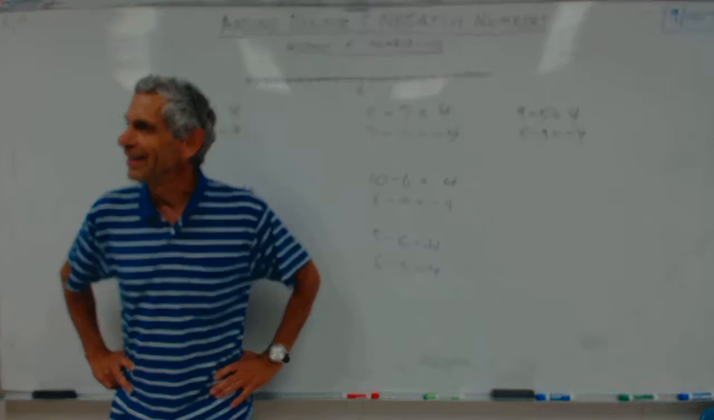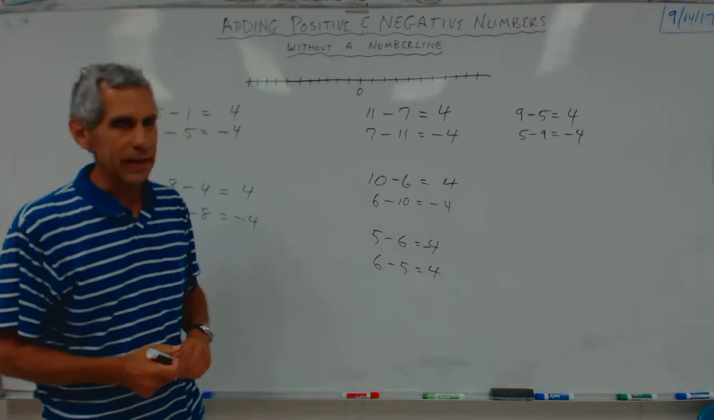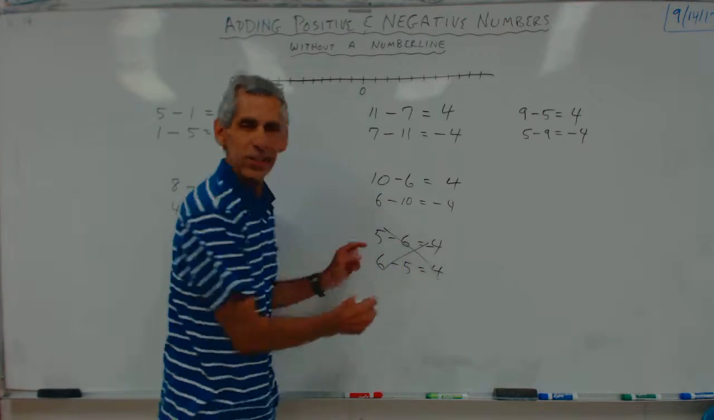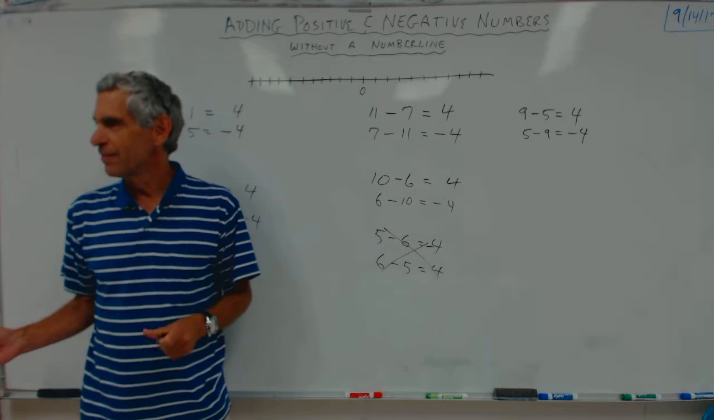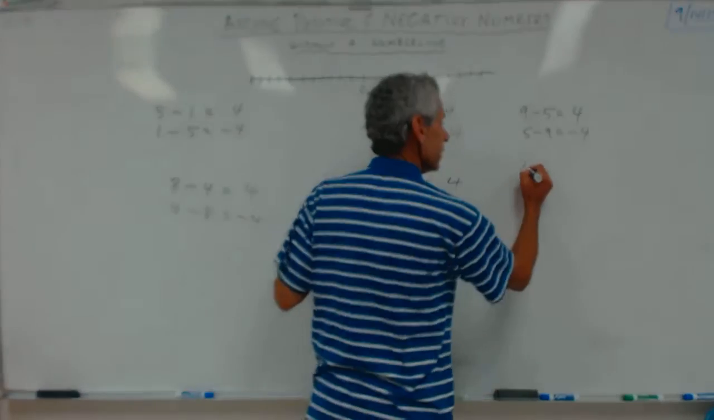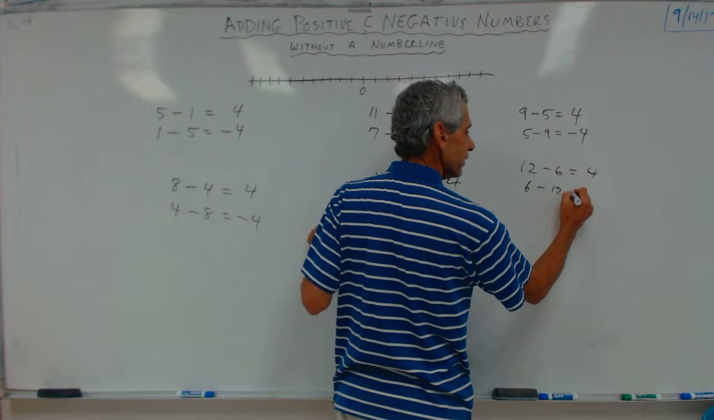Well, now wait a minute. There's something wrong with this. Wait. Give me another one. It just doesn't work with 5 and 6. Okay, so yeah, Gardner: 12 minus 6. 12 minus 6 is 4. And 6 minus 12 is negative 4.